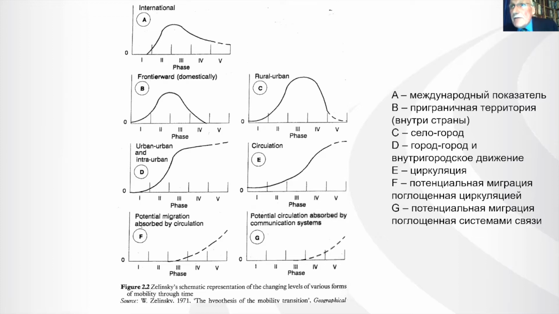You don't have to migrate, but you can commute over relatively short distances. But now we're seeing long distance commuting. But most interesting is this one, potential circulation absorbed by communication systems. And I think this was, to put this in graph form in 1971, really quite perceptive.